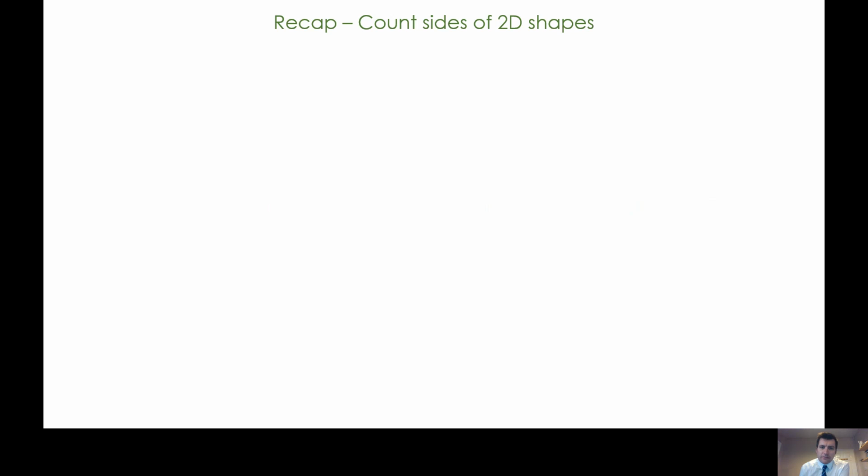Okay, looking through 2D shapes today, we're thinking about the sides on 2D shapes. Yesterday we talked about how on a 2D shape we talk about sides, and on a 3D shape such as ourselves we think about our faces. Okay, so 2D shapes we think about sides.